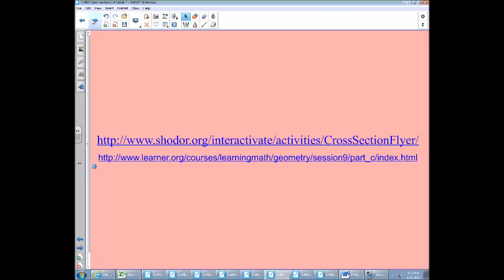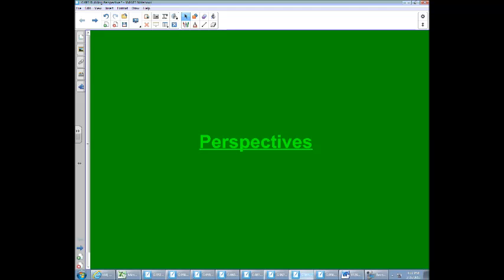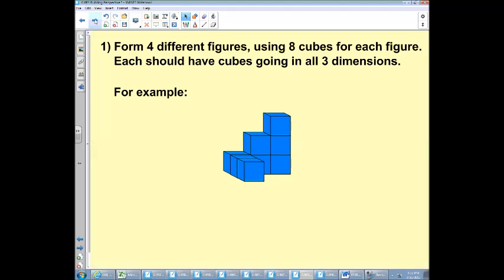After that, we spent a couple of days looking at some different information on perspectives. Now, the perspective idea is simply the idea of looking at a figure from different perspectives, different positionings. Being able to look at a figure on paper, understanding what that looks like in real life, and then further understanding that figure in real life. What would it look like if we looked at it from the left side, or from the right side, or from the top, or the bottom, or the front, or the back?